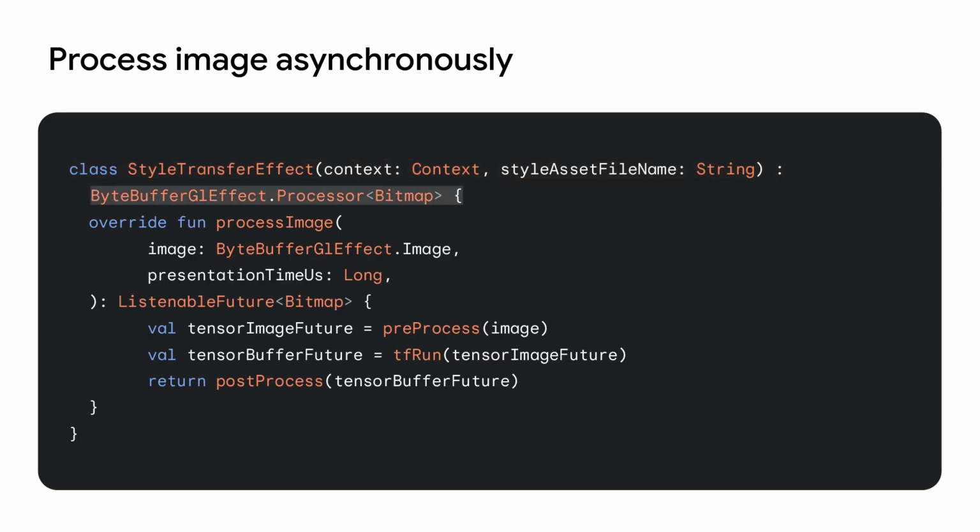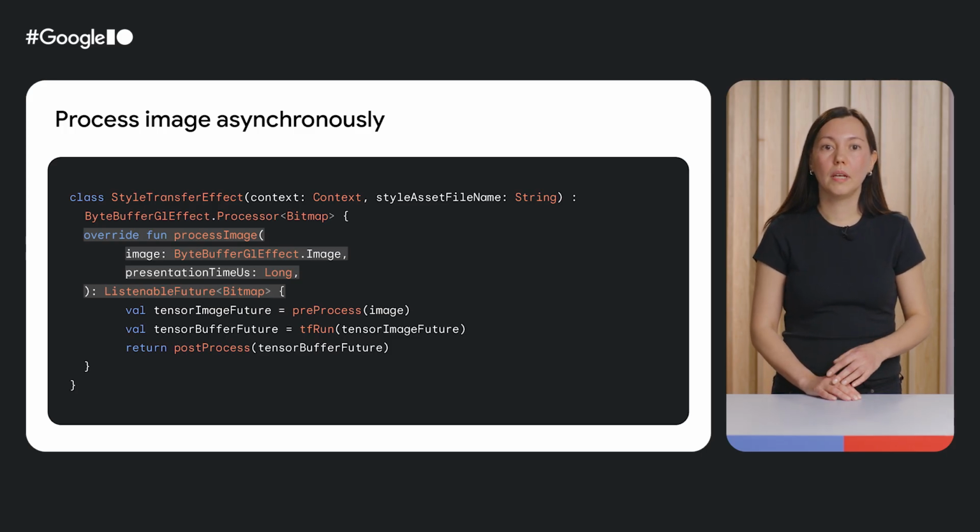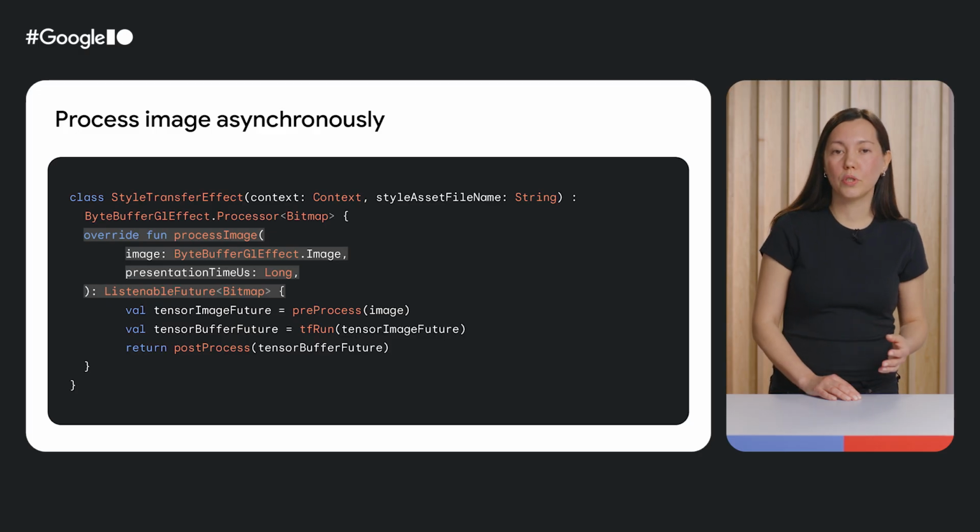To ensure smooth and efficient video processing, we perform the style transfer operations asynchronously. This is handled by the processImage method within our StyleTransferEffect class. As you can see, processImage takes an image object and presentation time as input. It returns a ListenableFuture indicating that the processing will occur asynchronously and will eventually produce a bitmap representing the styled frame.